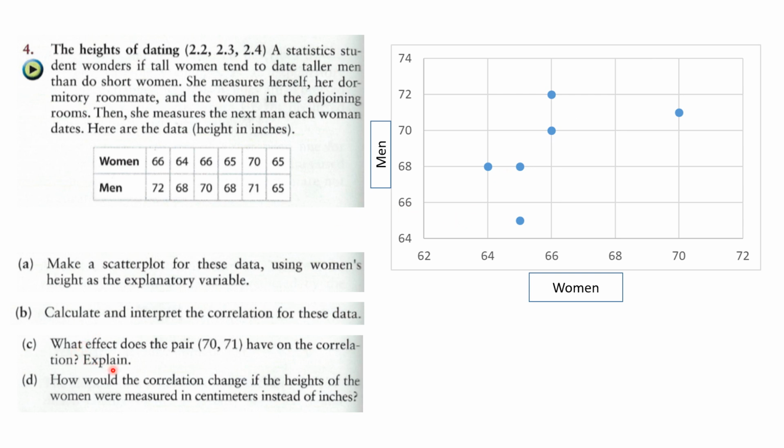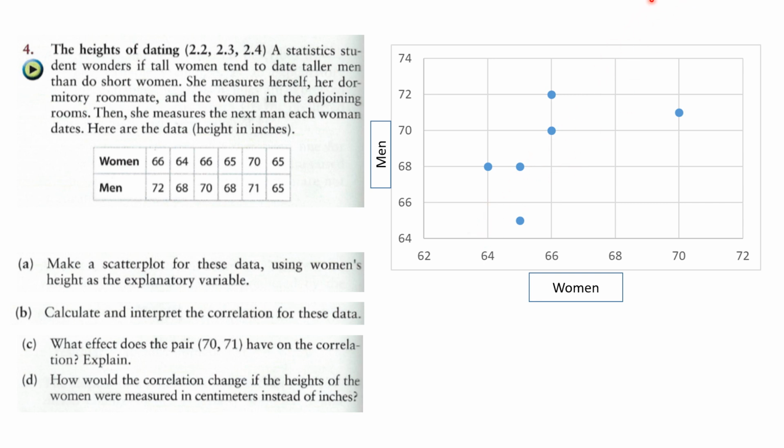Question C asks us, what effect does the pair 70-71 have on the correlation? So what effect does this couple right here, which is this dot, have on the correlation? Remember that a correlation gets closer to either -1 or +1 as the dots get closer and closer to a line. If we didn't have this data point right here at all, our line would look just like this.